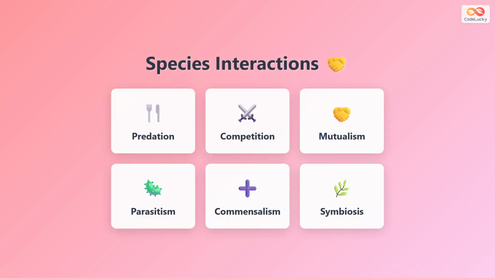Within communities, different species interact with each other in various ways. These interactions include predation, where one organism eats another, competition, where species compete for resources, mutualism, where both species benefit, parasitism, where one benefits at the expense of another, commensalism, where one benefits and the other is unaffected, and symbiosis, which refers to close long-term relationships between species.